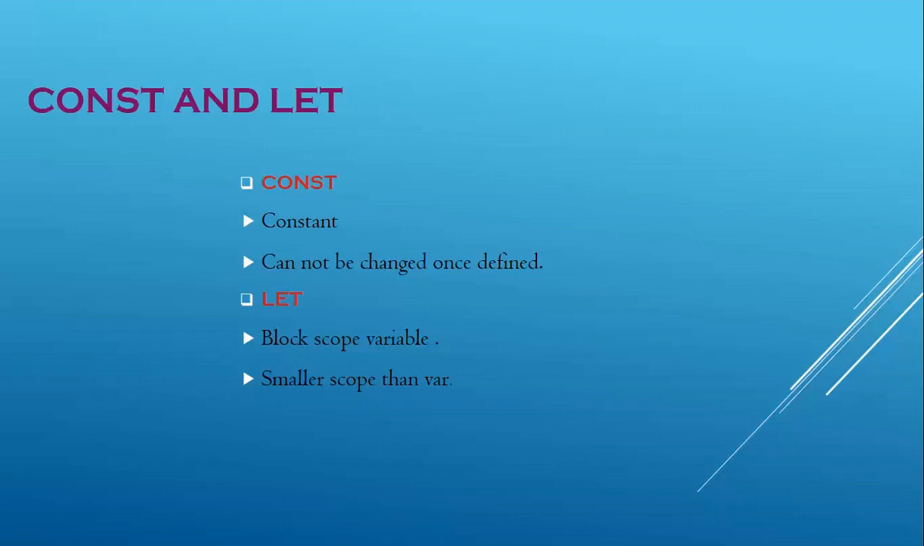Now we have two new types of variables. They are const and let. Const is a constant. Once a constant is defined, it cannot be changed. Constants can be useful when performing math equations or if you have some value that you don't want to change. Let, on the other hand, is a block scope variable, so a variable with even smaller scope than var.